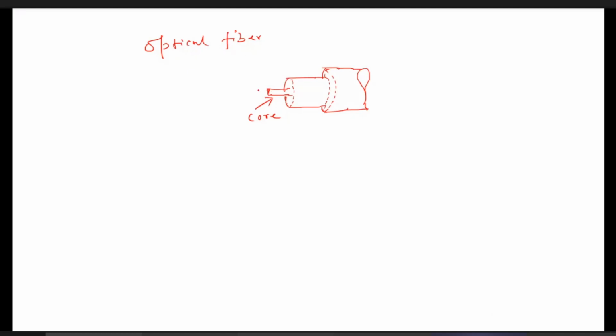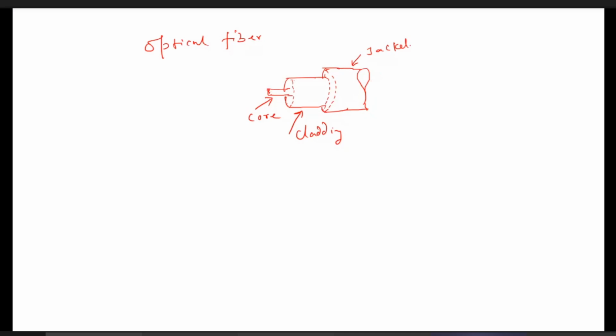So there is an inner solid layer, which is called the core, and surrounding this core there is another solid layer which is called cladding. These are all solid layers made of glass. Keep in mind, not conductors. And surrounding this cladding there is another layer, a plastic jacket. But all are important.